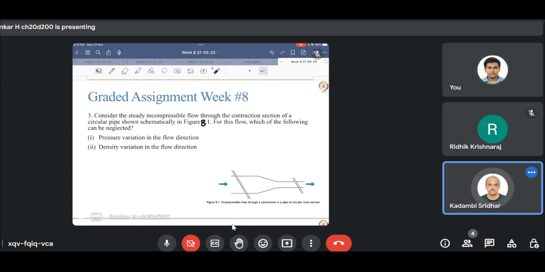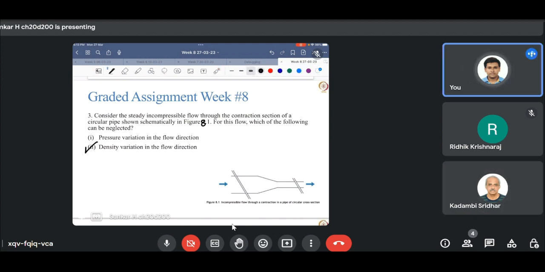Density. Yeah. We are only neglecting the density variation in the flow direction, as it is given that it's an incompressible flow. Therefore we don't have to worry about the density variation, but we do have to find out the pressure field, because this would be the source of flow.